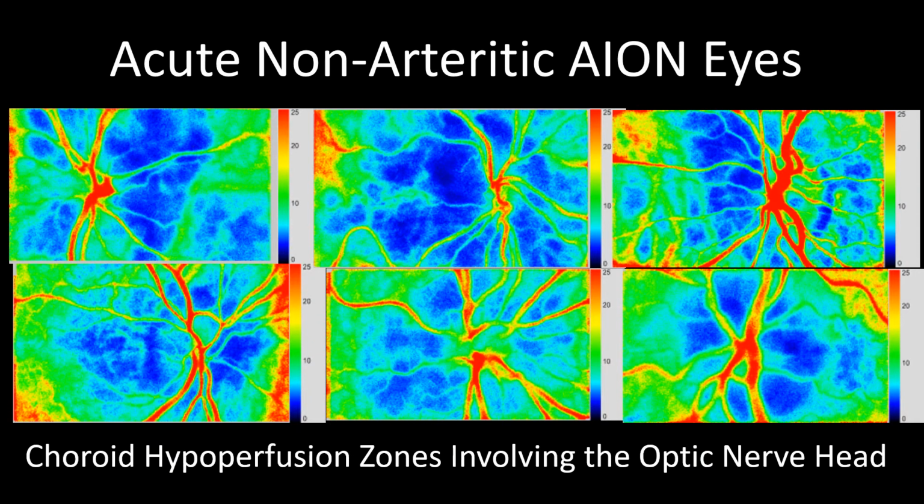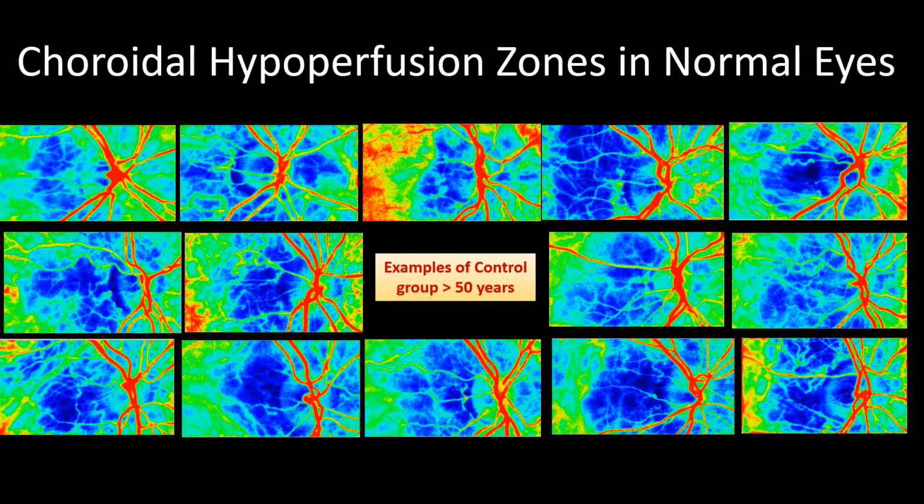This is just 6 examples of the average blood flow using laser speckle flowgraphy in 6 patients with acute nonarteritic AION. You can see the blue, or low blood flow, area involves all of the optic nerve head. Here are many eyes in normals showing the same thing. So these hypoperfusion zones are present in both diseased eyes and normal eyes and may provide a risk for ischemia if the blood flow drops or the blood pressure drops below a certain range.